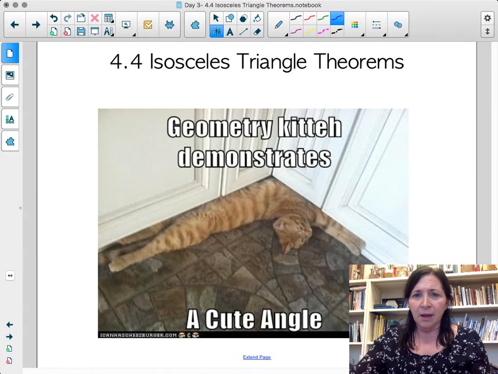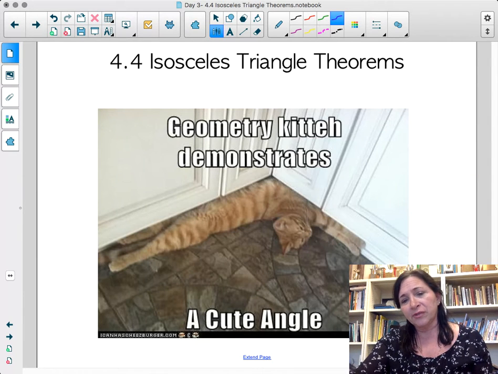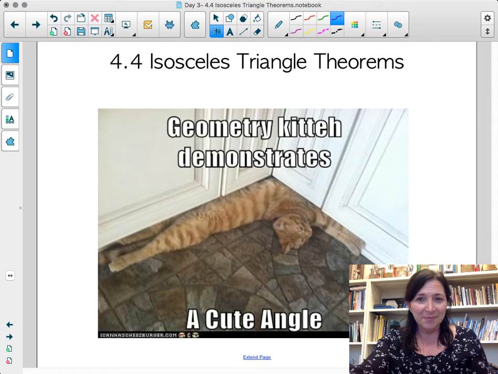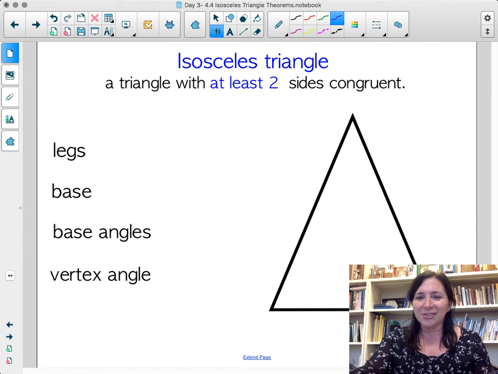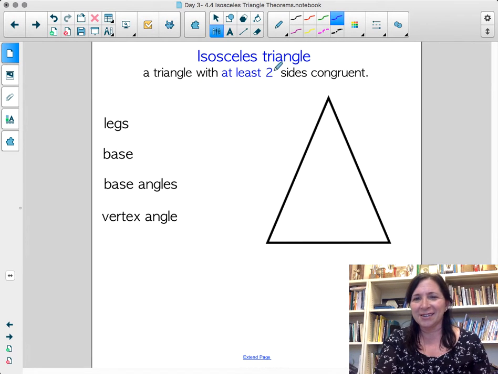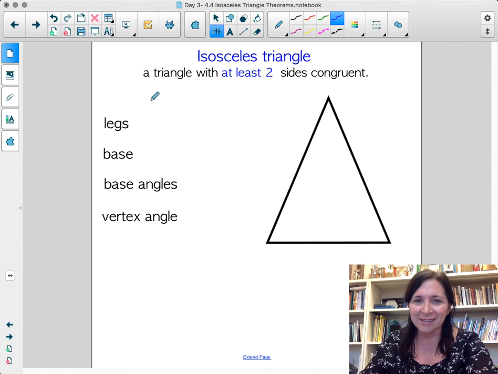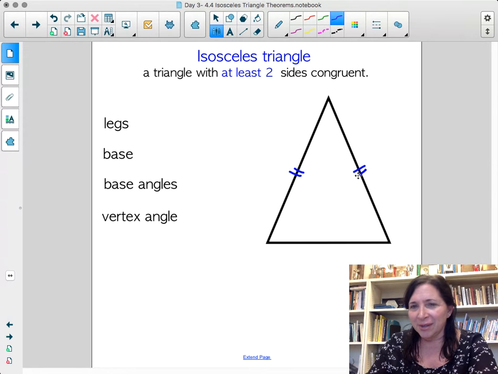Okay. Isosceles triangle theorem. So we're going to start with the isosceles triangle theorem after that really super fun warm-up. So an isosceles triangle basically means that I have two sides that are congruent, and you have to at least have two sides congruent.